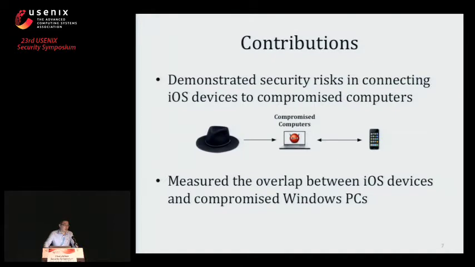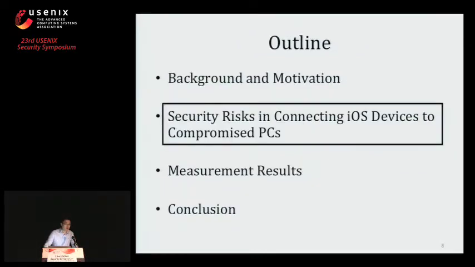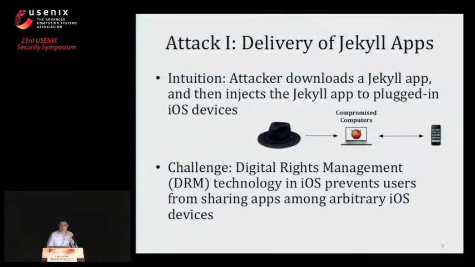And second, we also conducted a large-scale measurement, and our measurement results show that there is a big overlap between iOS devices and the compromised Windows PCs. Now let's go through the security risks and look at the attack instances.